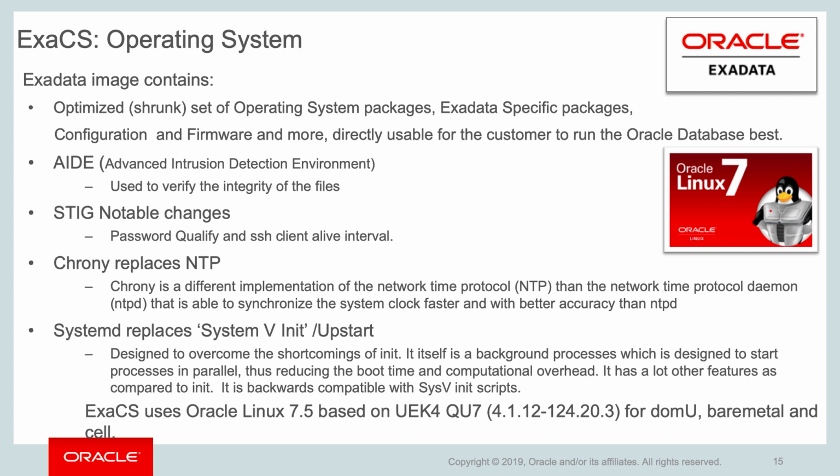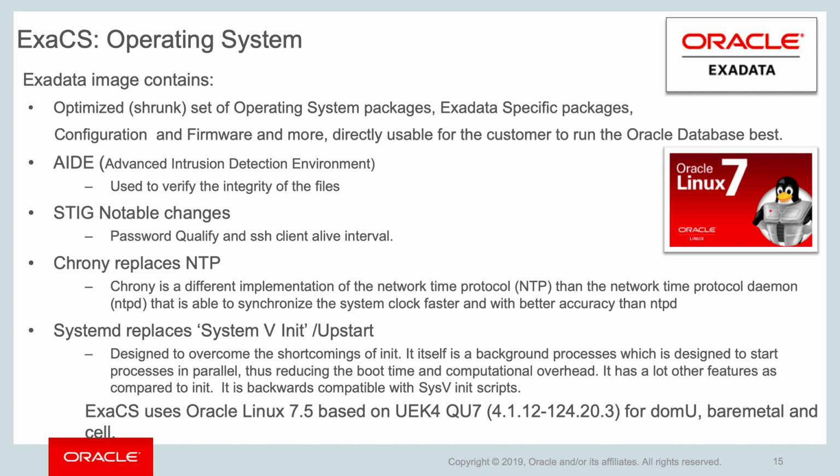A few things have changed here in Linux 7. One is systemd, which has replaced the older init scripts, and it is designed to overcome the shortcomings of init. It is itself a background process which is designed to start processes in parallel. That way it can reduce the boot time and computational overhead. It has a lot of other features compared to init. Another change is chrony, a different implementation of the network time protocol, so it is able to synchronize the system clock faster and with better accuracy.